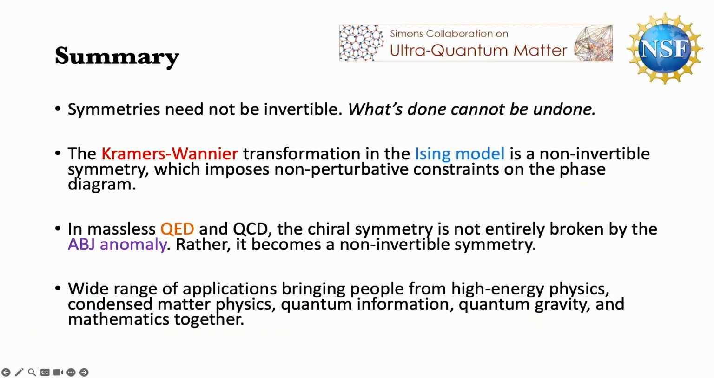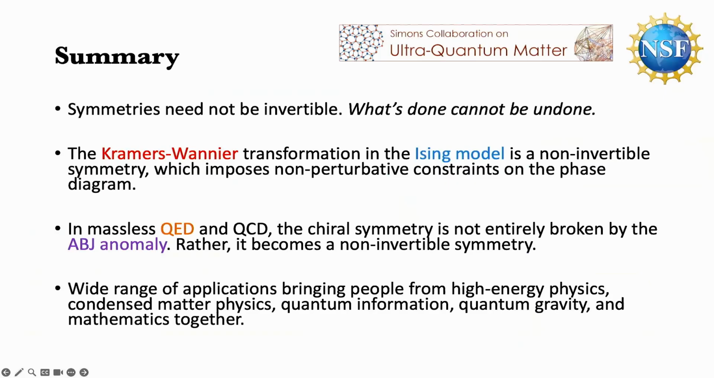So here's a quick summary. The upshot of the talk is that symmetry need not be invertible. What's done cannot be undone. The simplest example is the Kramers-Wannier transformation of the Ising lattice model, which turns out to be a non-invertible symmetry and imposes non-perturbative constraints on the phase diagram.